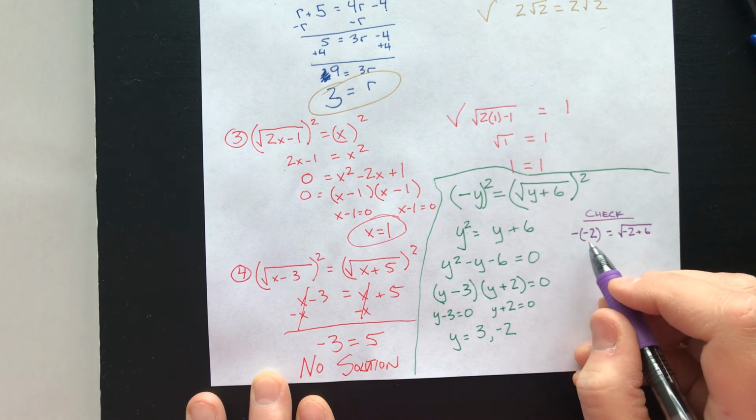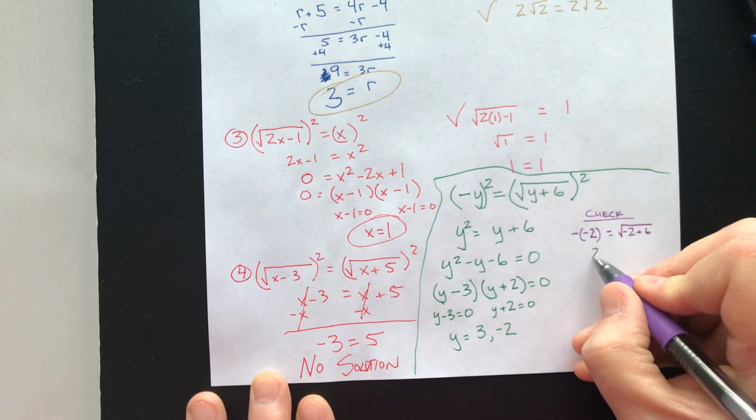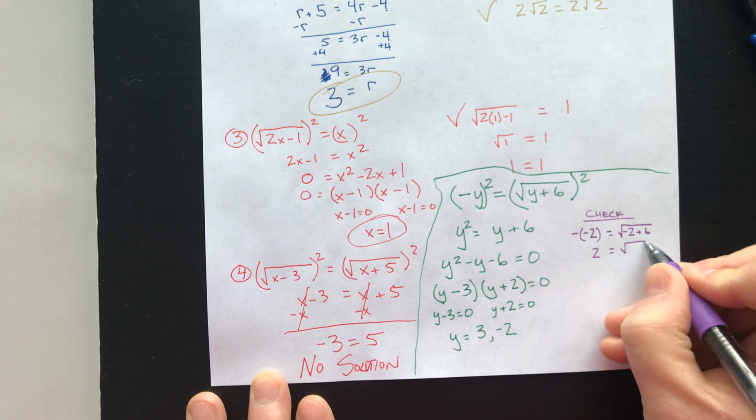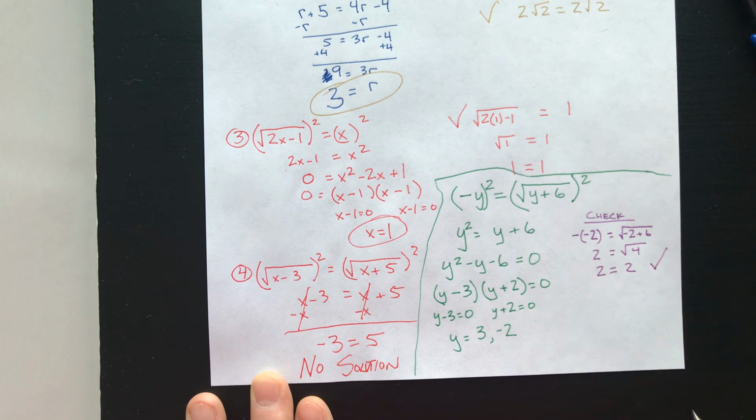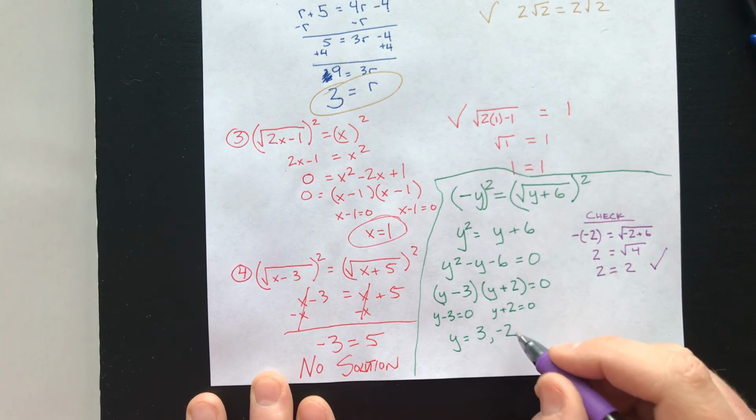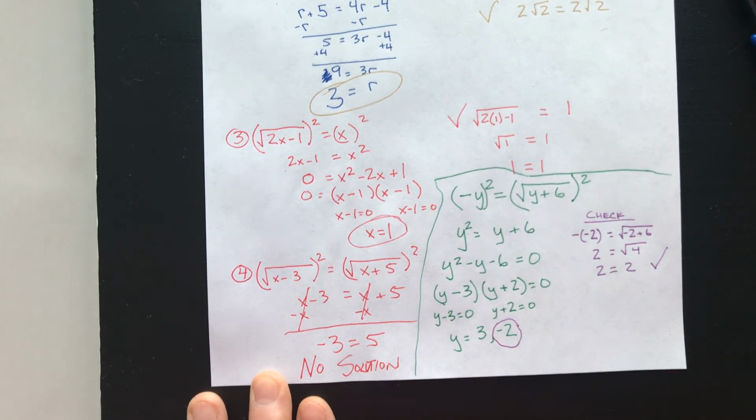Well, what is negative of a negative 2? That's just a positive 2. And then over here we have the square root of 4. 2 is equal to 2. That one worked. All right? So that's definitely one of my answers, negative 2.